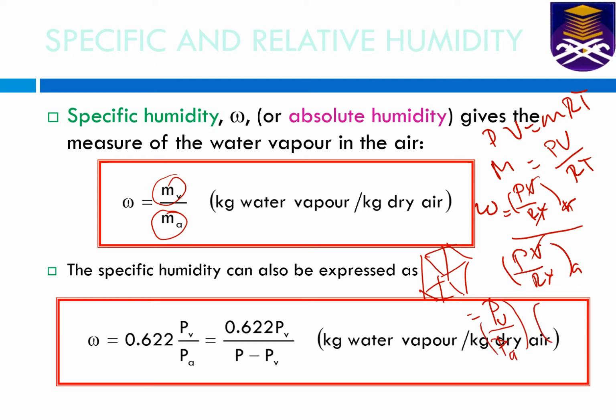And then R is the gas constant, RA over RV. RA is the gas constant for the dry air, and RV is the gas constant for the water vapor. The gas constant for the dry air, RA, is equal to 0.287 kilojoule per kilogram Kelvin, and RV, the gas constant for the water vapor, is something like 0.8314.